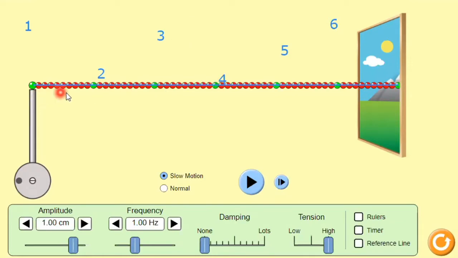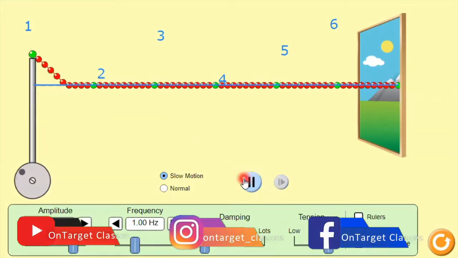Right now, this is the mean position of the particles, and this is your first green particle, this is your second green particle, third, fourth, fifth, sixth, and so on. So we are going to see whether all the green particles cross the mean position simultaneously or not. In order to understand this, let us play this.